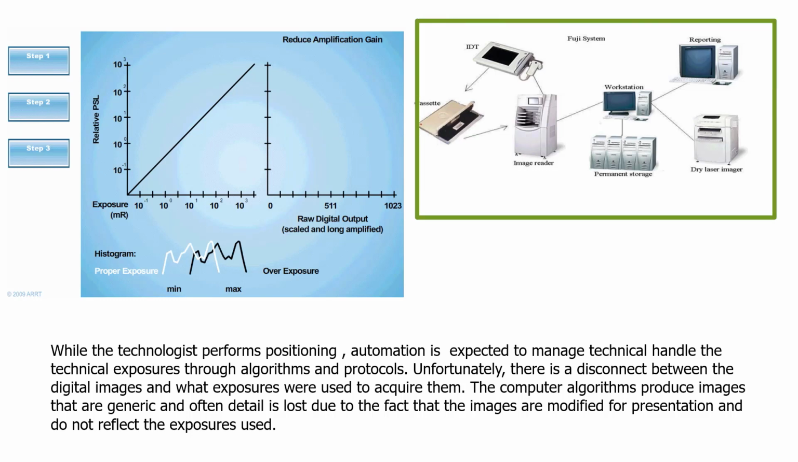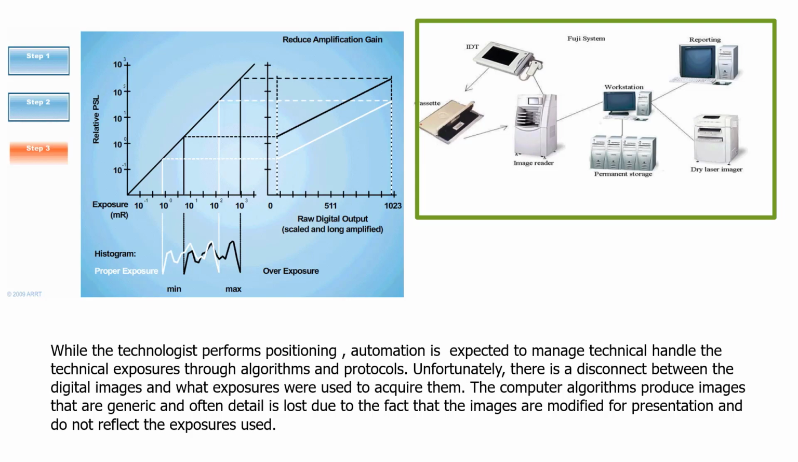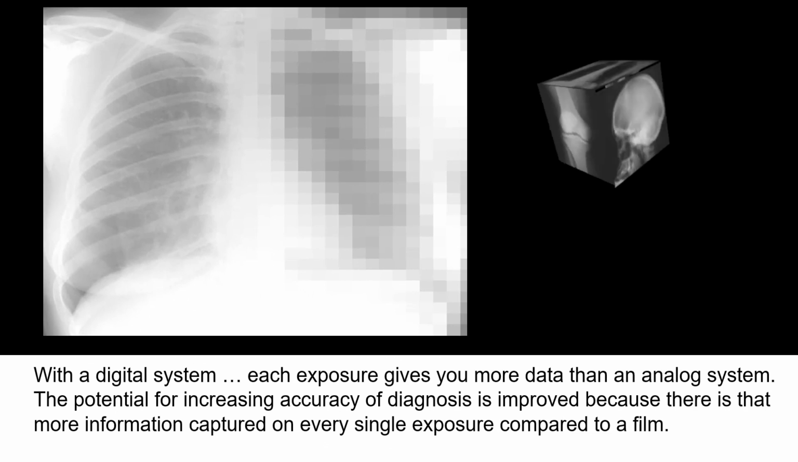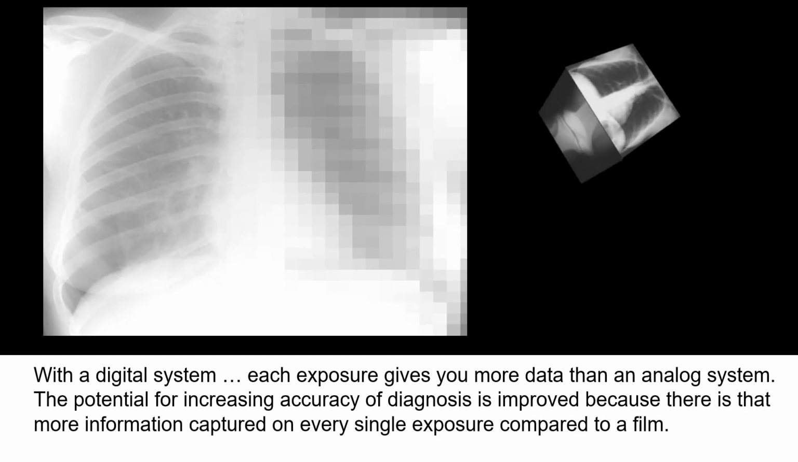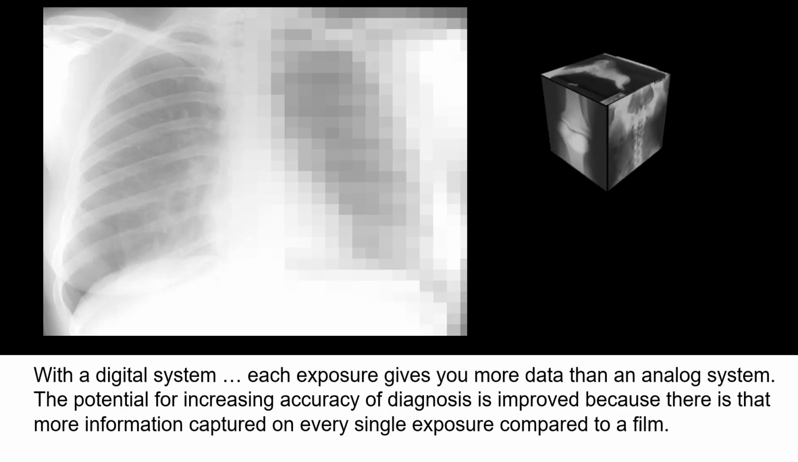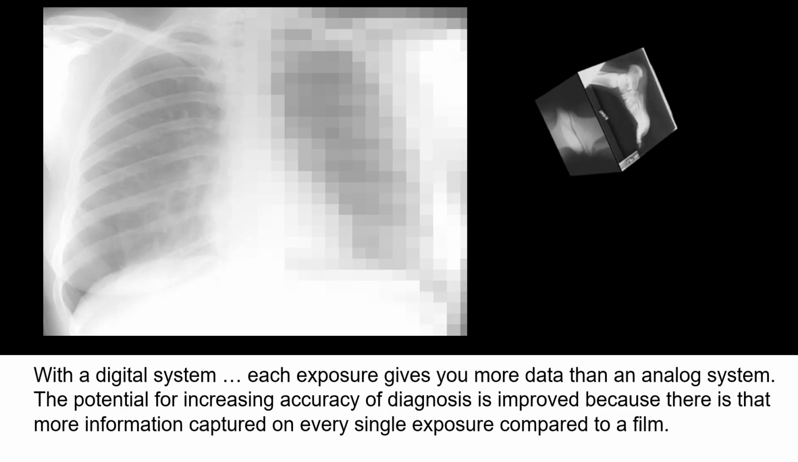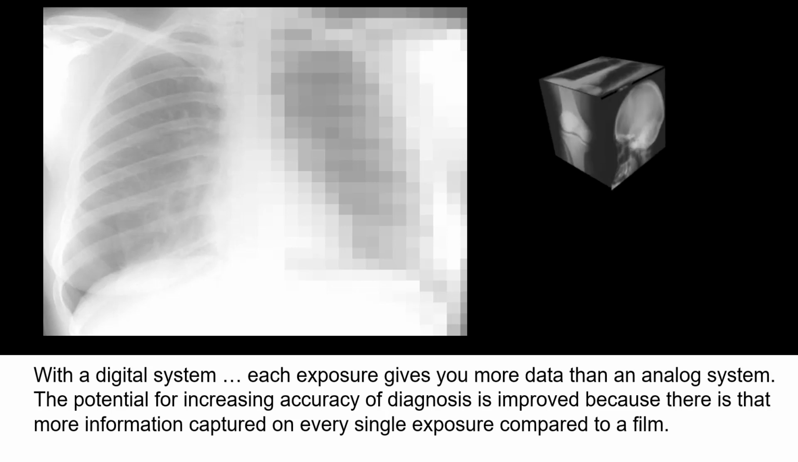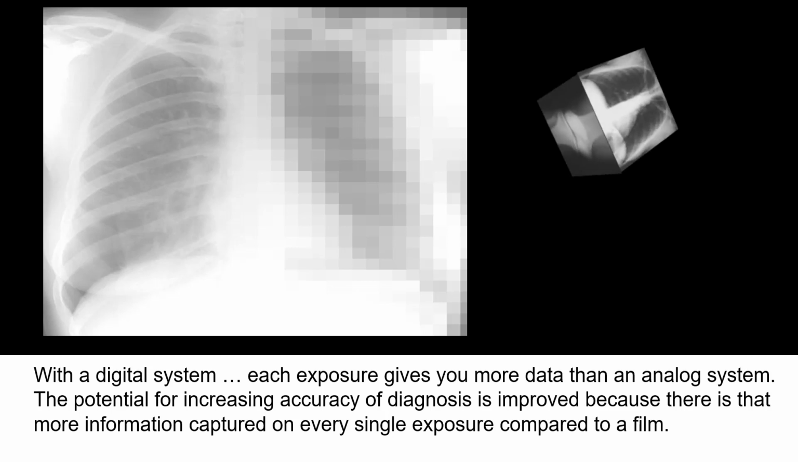The computer algorithms produce images that are generic, and often detail is lost due to the fact that the images are modified for presentation by the operator and do not reflect the exposures used. With a digital system, each exposure gives you more data than an analog system. The potential for increasing accuracy of diagnosis is improved because there is more information captured on every single exposure compared to a film. The caveat is the exposure must be done correctly.